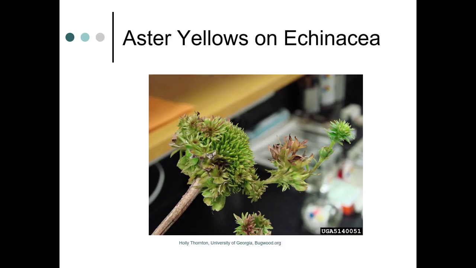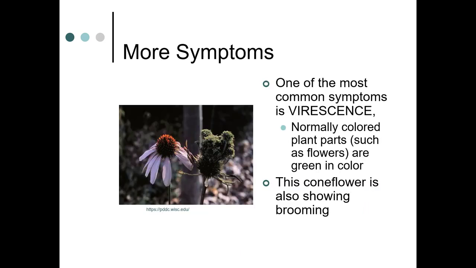Here's aster yellows in echinacea. You see the flowers don't really happen. They look more like leaves. Other symptoms. One of the most common symptoms is virescence. This is normally colored plant parts such as flowers that are green in color. And then this echinacea also is showing some brooming.